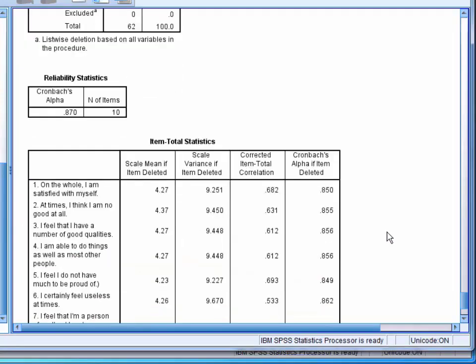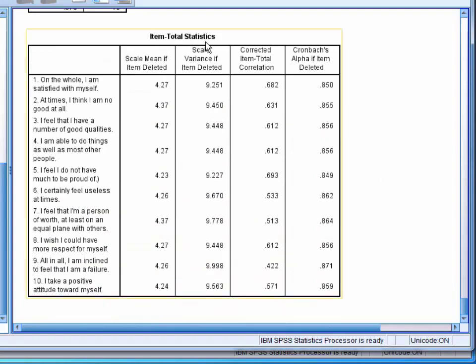Below this, we have the item total statistics table. The main column that we are interested in is the alpha if item deleted column. This shows us how the reliability of the whole scale would change if an item was removed. We can use these values to assess if there is a particular item that is heavily impacting the overall reliability of the scale.